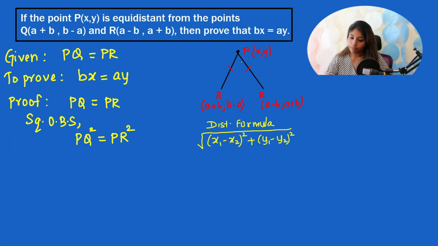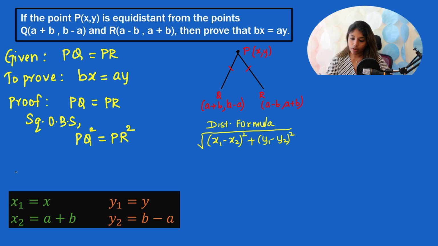So for PQ, you will choose this point and this point. So x becomes your x1, a plus b becomes your x2. All right. So x minus, and since a plus b is a binomial, use a bracket, a plus b the whole squared. So we are done with the first part. Plus, now do y1 minus y2 the whole square. So y is your y1 minus, again a binomial, and then whole square. So the left hand side is done.